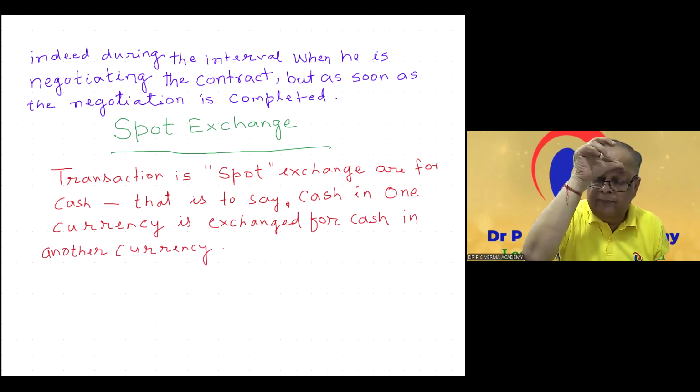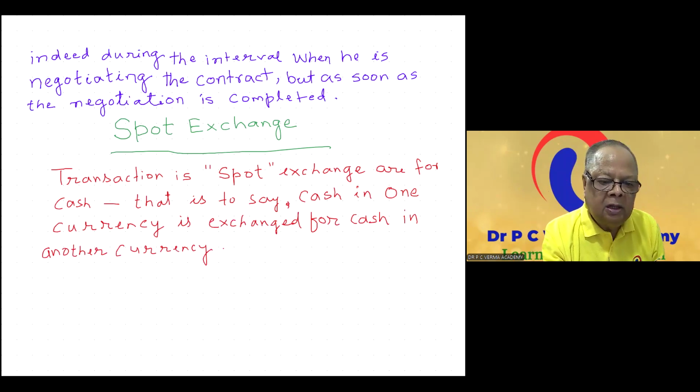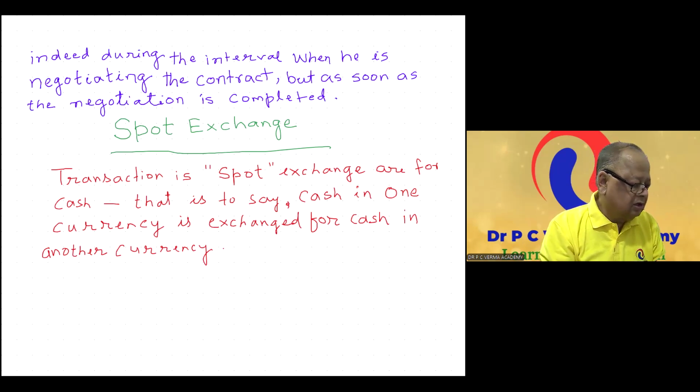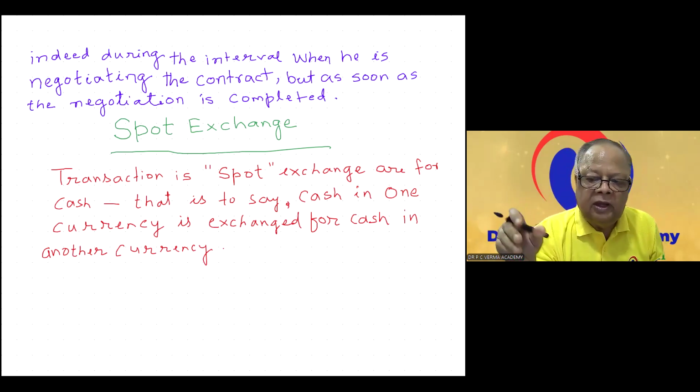We are discussing both a spot exchange and forward exchange. A spot exchange means that if an investor's transaction is done on the spot, it is called a spot exchange, because in this case cash is involved. Cash in one currency is exchanged for cash in another currency.